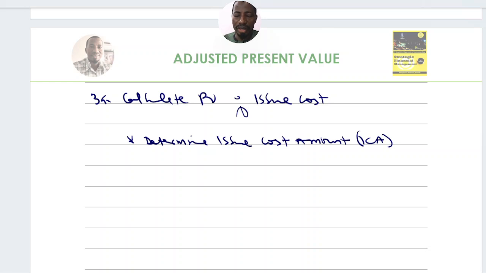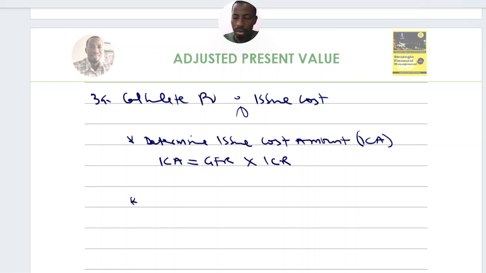How do you determine issue cost amount? The issue cost amount will be computed. Let me write this. ICA is computed as the gross finance required multiplied by issue cost rate. So the proportion of issue costs, the percentage of issue cost, is the issue cost rate. So you use it to multiply the gross finance required. That will give you the issue cost amount.